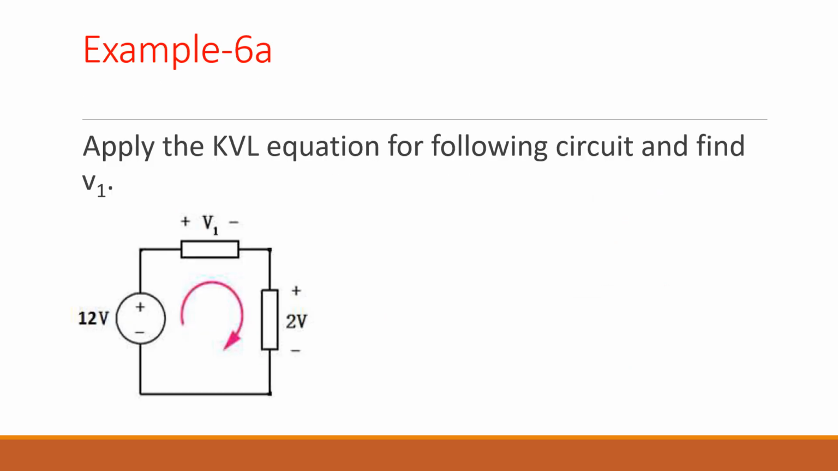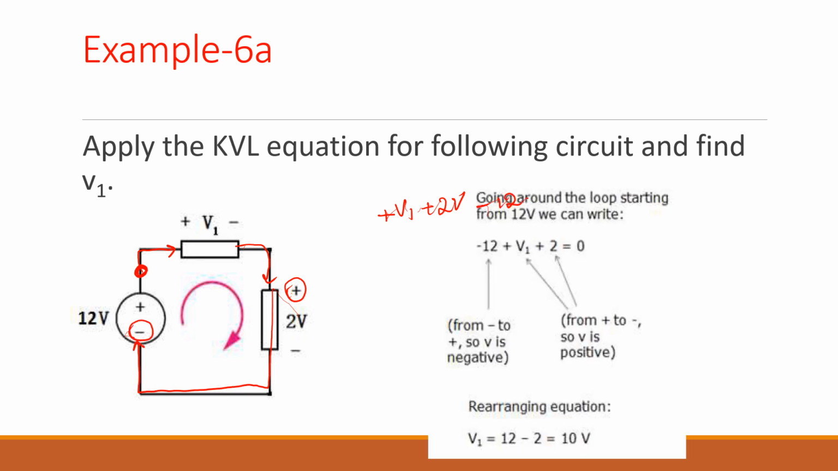Let's do some examples. I'm going to apply the KVL to this loop. I'm starting at a point. You can start at any point, it doesn't matter. So I'm starting at this point and going into the positive side. So this is a positive V1. Then I'm going into the positive side of 2 volts, and I'm going to the negative side of the voltage source, which is negative 12, equals 0.